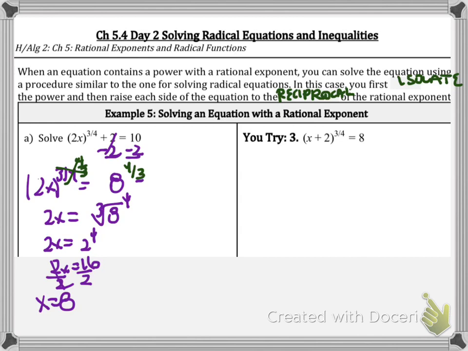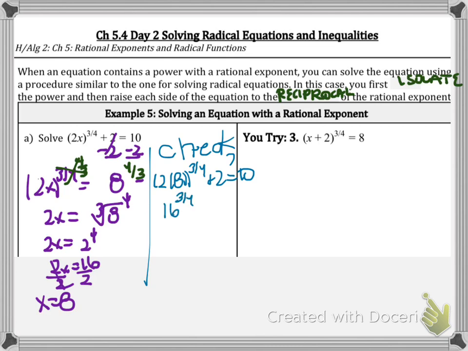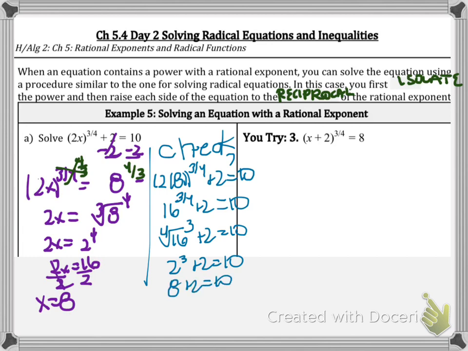So we should do a check. This is 2 times 8 raised to the 3/4, plus 2. Does that equal 10? 8 times 2 is 16 to the 3/4, plus 2. Does that equal 10? This is the 4th root of 16, cubed, plus 2. The 4th root of 16 is 2, and then cubed. So this is 8 plus 2, and that equals 10.